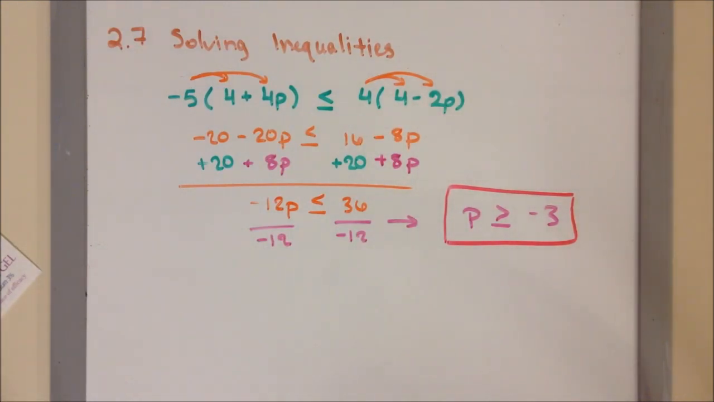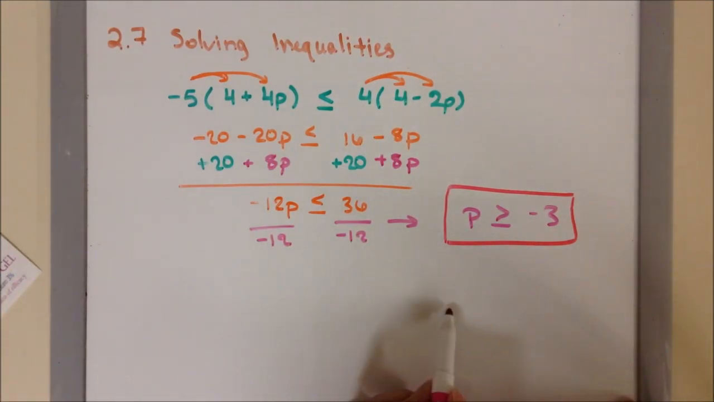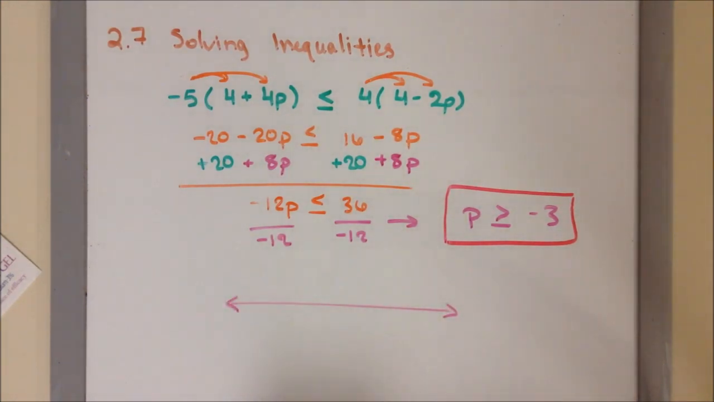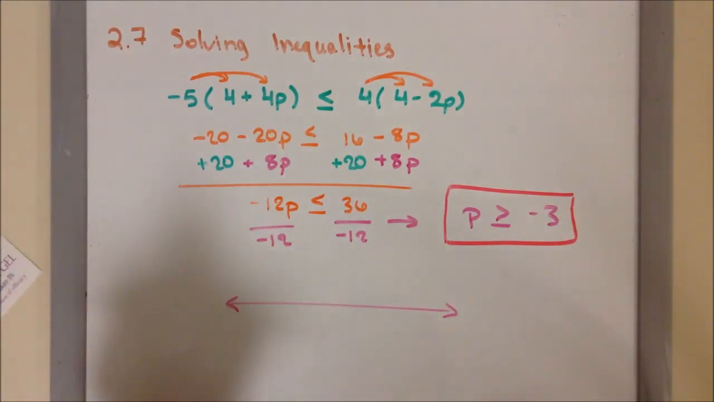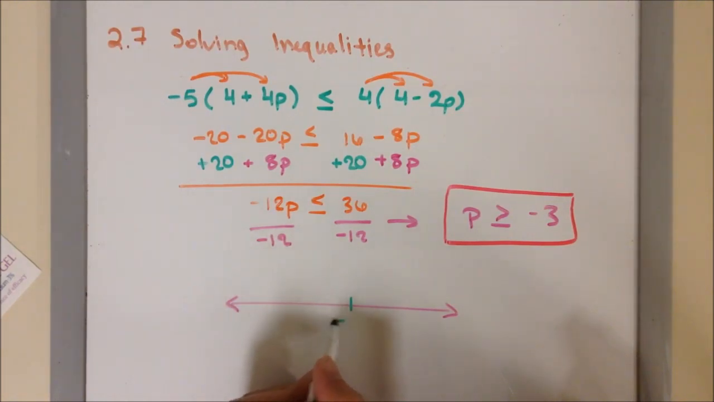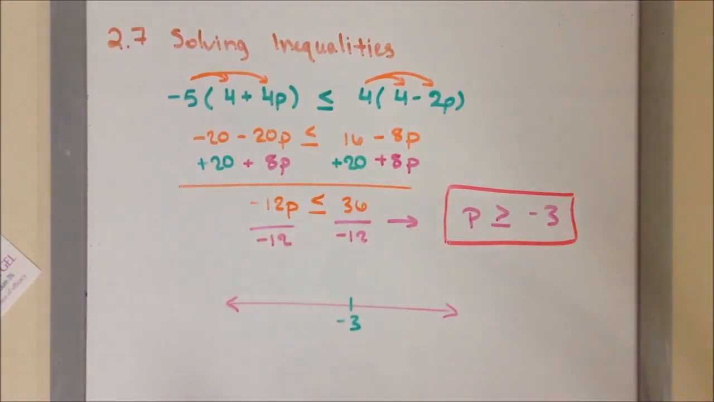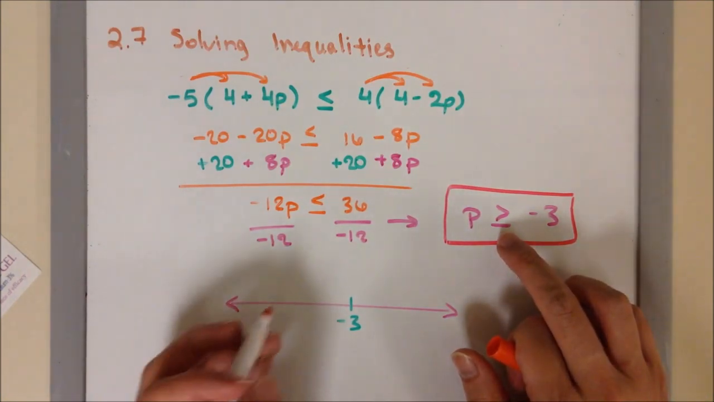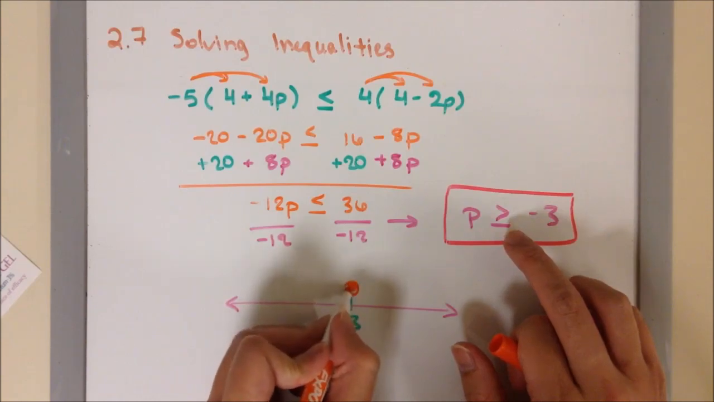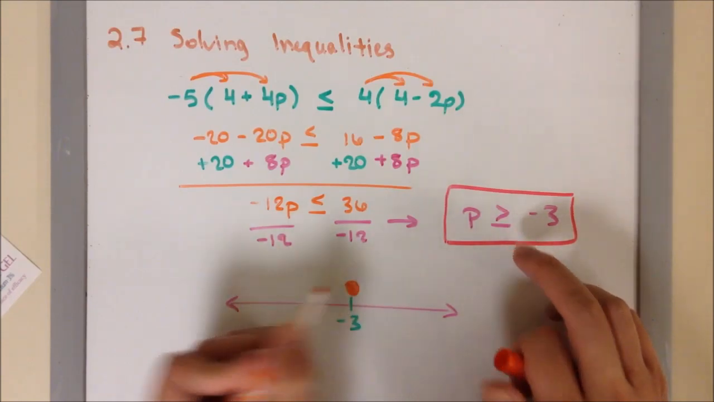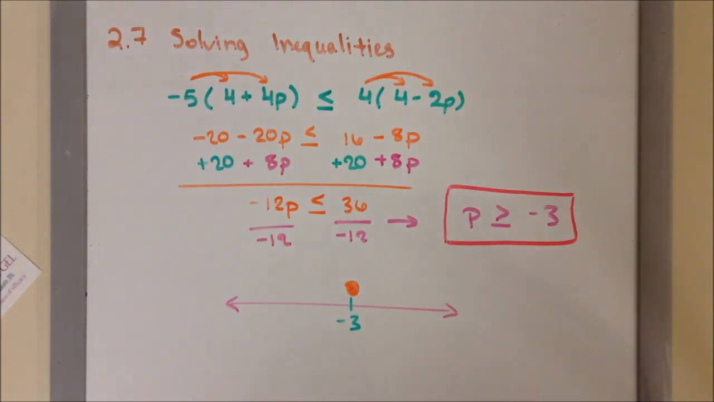Now, to graph, since we just only have a single number, I'm going to plot negative 3 in the middle. Based on the inequality sign, greater than or equal, since it has that little line underneath, it's going to be a closed circle, so we're going to shade it in. So it says that p is greater than or equal to negative 3.